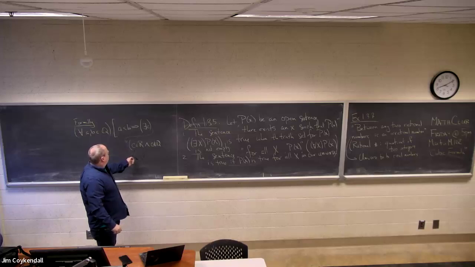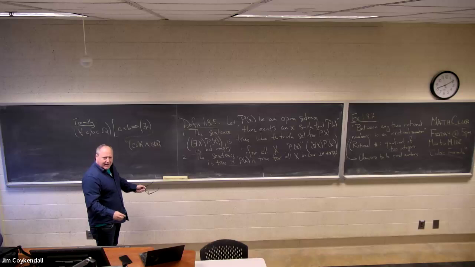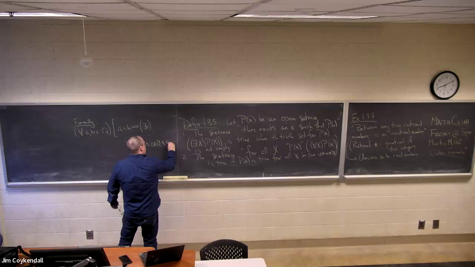There's a C that's real and it's not rational. And what else do I need it to be? I need it to be between A and B, right? So I'll add this on: A less than C less than B.